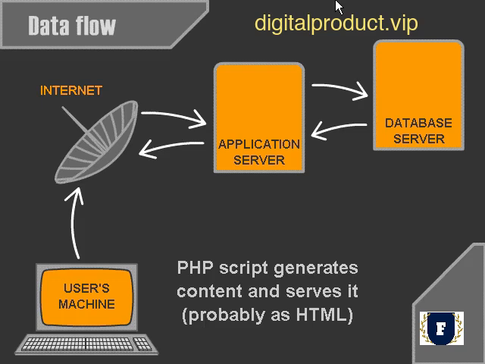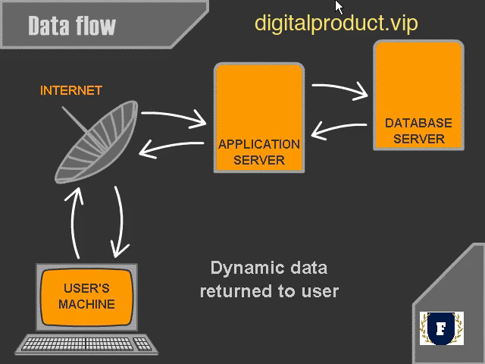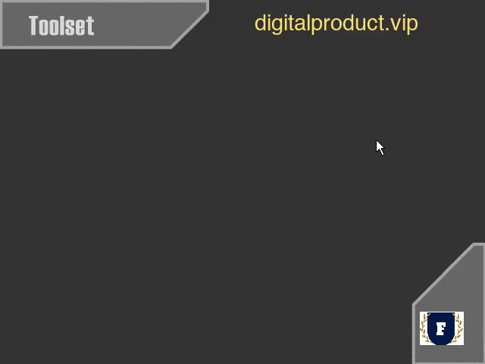So the content is returned via the internet to the user's machine based on their choices and the structure that we set up in our PHP scripts. This is basically how the dynamic web works. In our next movie, we're going to look at the tools that you'll need to start creating your own dynamic web.